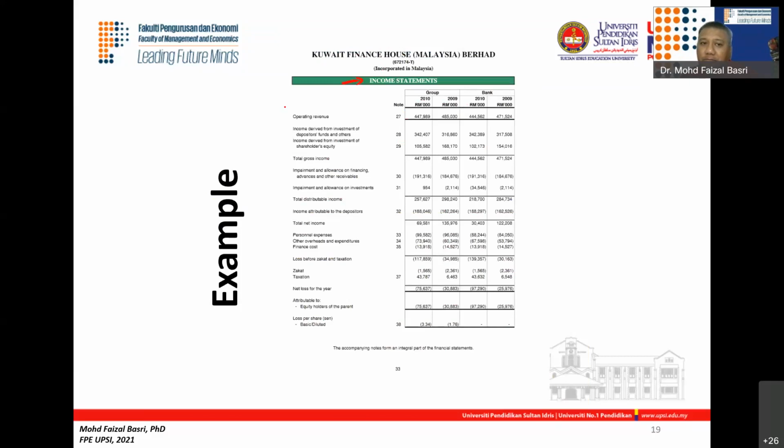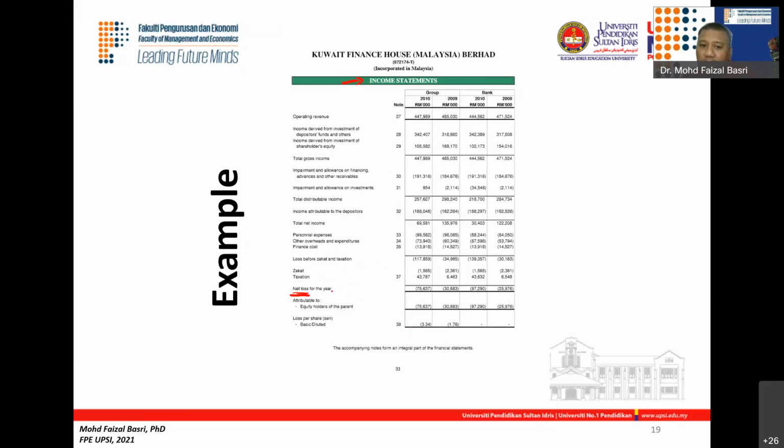So this starts with the income from the revenues, the income from other sources, and then they get the total gross income, then all the expenses. And then this company, they pay zakat as well. Obviously, they have to pay tax. And for this company, they suffer losses, net loss, for the first 2 years, 2010 and 2009.